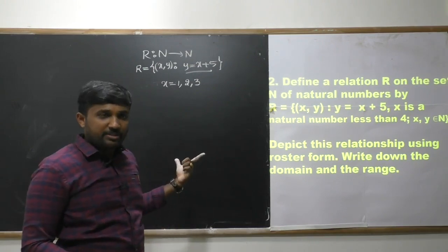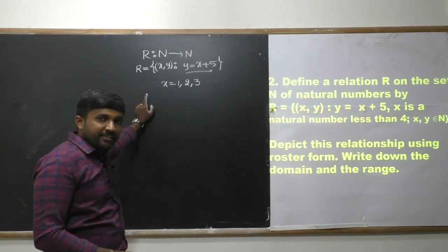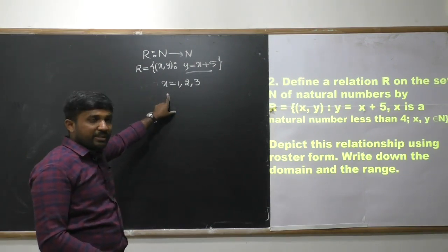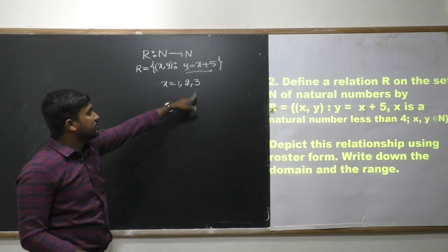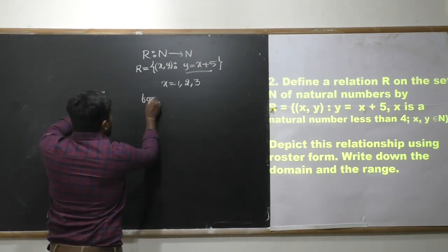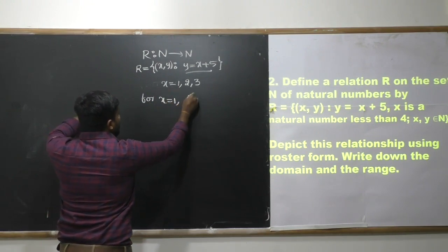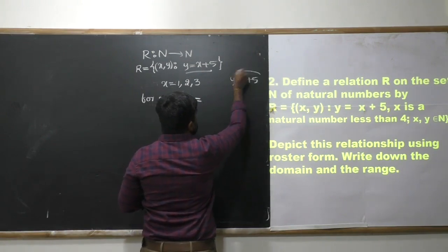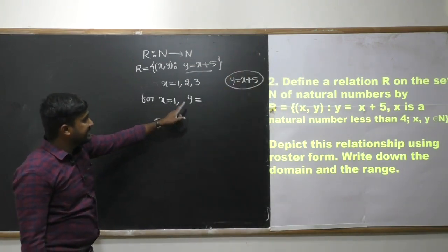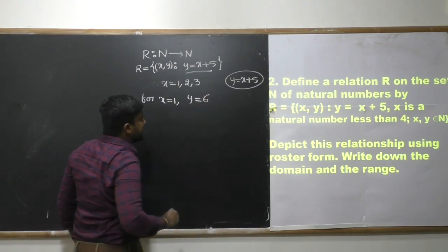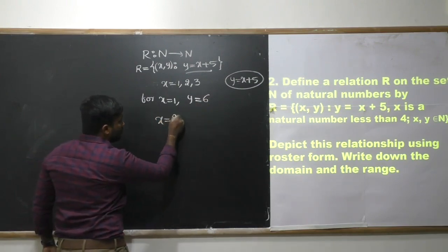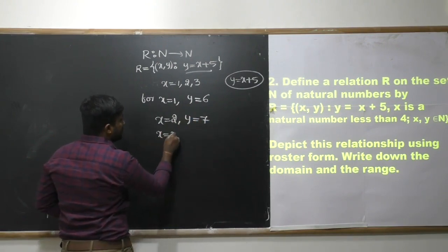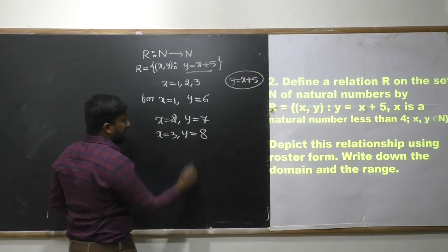So just like our previous problem, first we have to express the given relation R in roster form. Then we write the domain and range. Okay, they have given the value of x. So for x is equal to 1, what is the value of y? The condition is y is equal to x plus 5. For x is equal to 1, y is equal to 6. Next you put x is equal to 2, you get y is equal to 7. Next x is equal to 3, y is equal to 8.